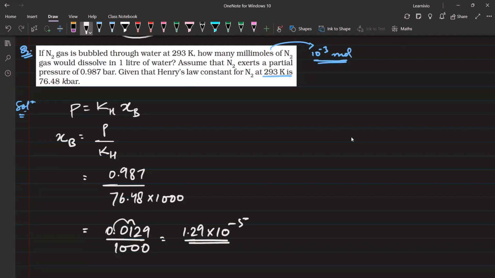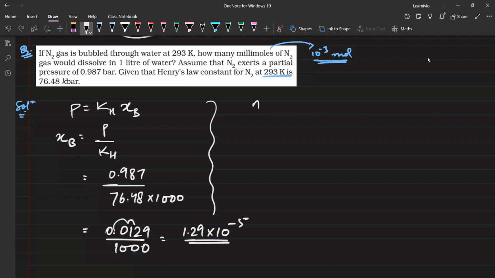Now comes the main part. This was division, although it was a bit calculative, but still, this is not something that you don't know. You can divide these numbers. It may take some courage and some time, but you can divide this. You can get the value as 1.29 into 10 to the power minus 5.